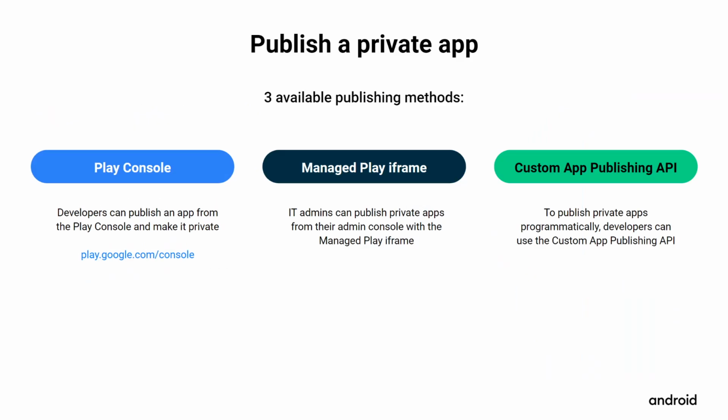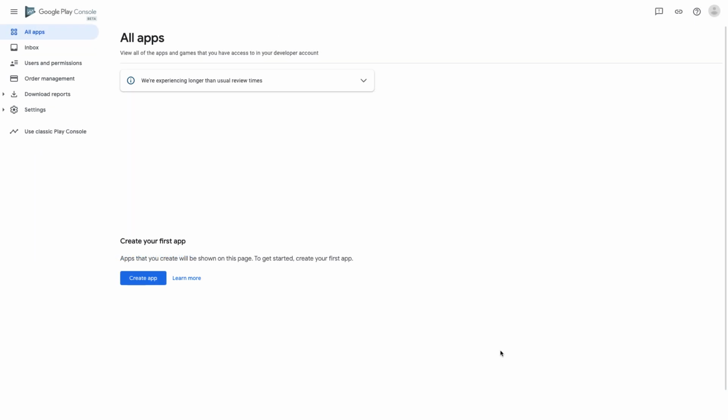To publish a private app, you have three methods available. You can publish it from the Play console, which works just like you would publish a public app. And then in the console, you can restrict the app to selected organizations. Let's see how that works before we move to the two other methods. So here is the Play console, the console used by developers to publish apps on Google Play.